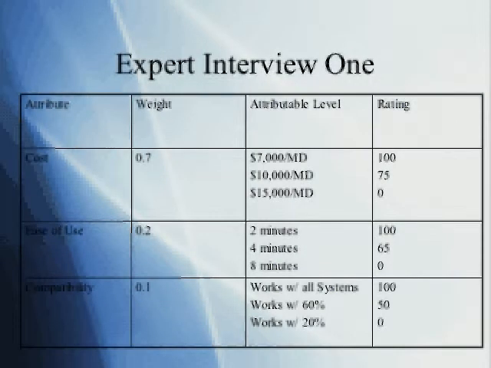After conducting the one-on-one interview, the responses about the electronic health record system are recorded. This chart indicates the preferences of the expert who gave a weight of 0.7 to cost, 0.2 to ease of use, and 0.1 to compatibility. This particular expert was a hospital administrator who had a strong concern for the initial cost of implementation of the electronic health record system and therefore gave cost a large weighted value.